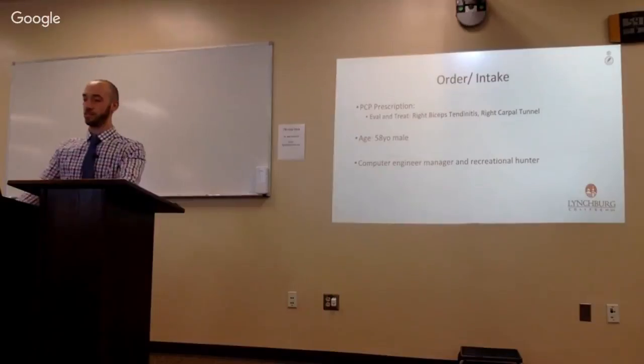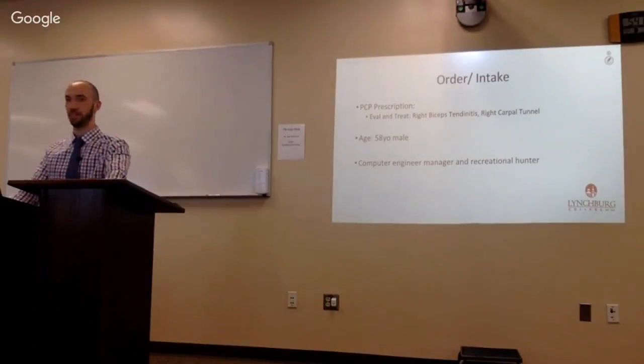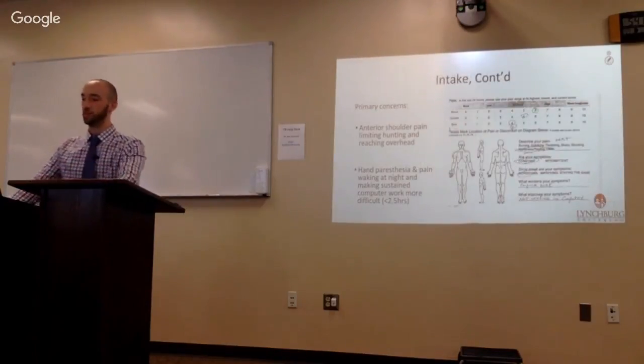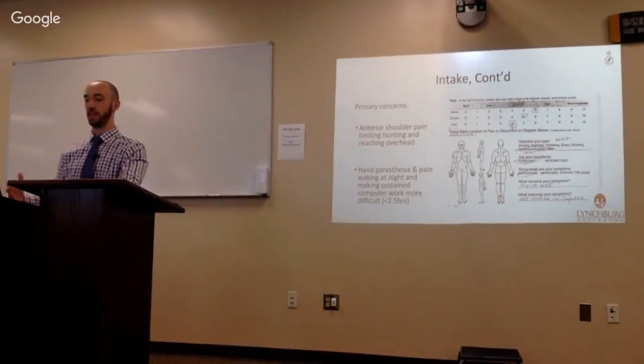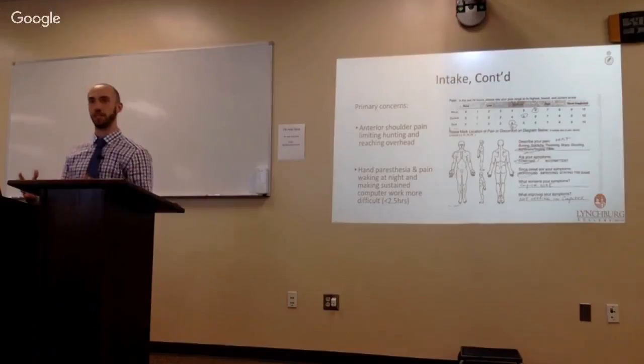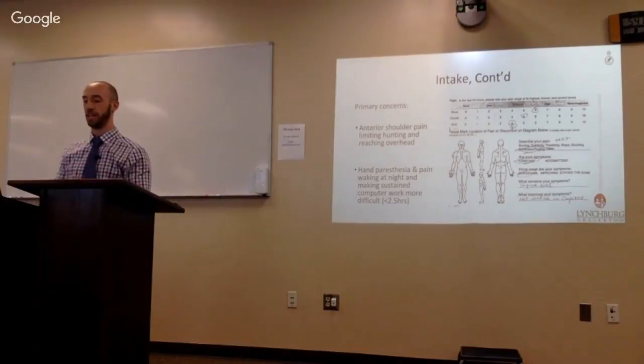So the patient that I received was a 58-year-old male. He was a computer engineer manager and a recreational hunter. And the prescription that we got from the PCP said, eval and treat right biceps tendonitis and right carpal tunnel. His primary concern was anterior shoulder pain, limiting his hunting and reaching overhead. The hunting was limited due to the barrel pressure on his shoulder. And then he had hand paresthesia and pain that woke him at night and made sustained computer work more difficult.